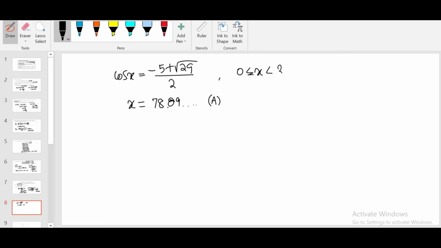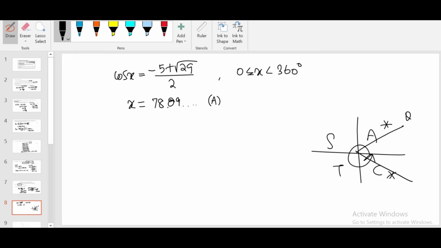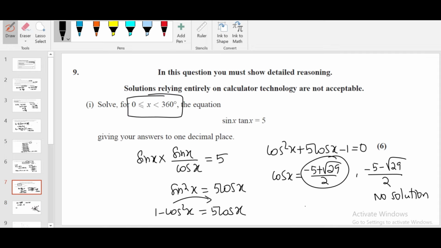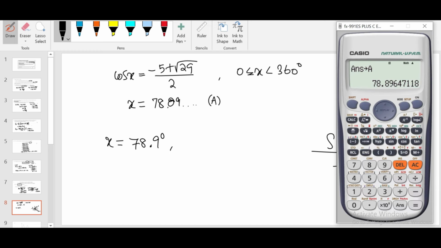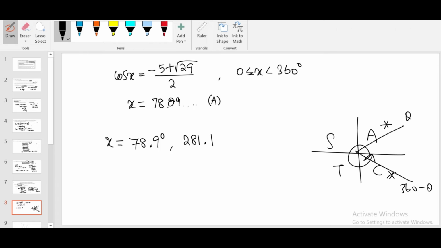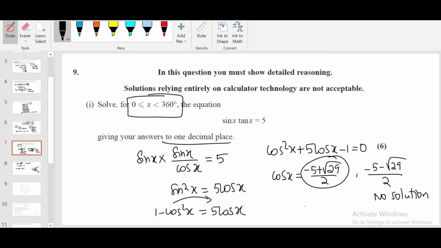0 to 360 degrees. We are going to use the CAST diagram, ASTC diagram. The limit is 0 to 360. Cos will be positive in here and here. This is theta and 360 minus theta. So the solution is theta. They want the solution to 1 decimal place. So it's a, 78.9 degrees, comma, 360 minus the answer, 281.1 degrees. That's all. 2 solutions for this equation. That's it. Let's move on to the next part now.